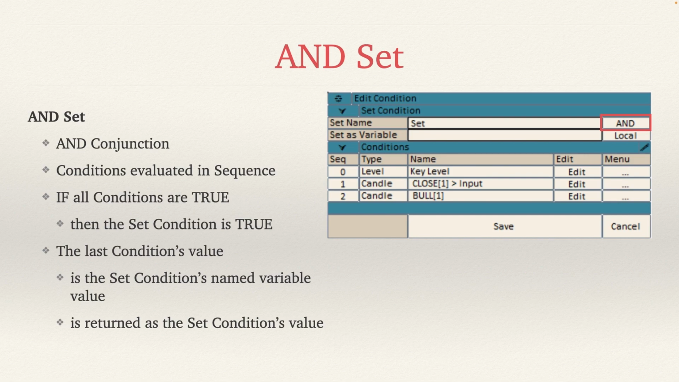If all conditions in the set are evaluated as true, then the last condition in the set has its value returned from the set condition as its value. Also, if the set condition has a named variable, then it is the value from the last condition in the set that is getting saved to the variable.